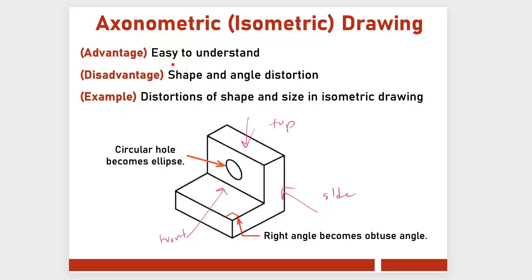The advantage of axonometric is that it is easy to understand, right? You can tell what this object looks like because this is what we see in the real world as well. The disadvantage is shape and angle distortion. The right angle becomes an obtuse angle. A right angle is 90 degrees, but if we were to measure this, we know that this is not going to give us 90 degrees. 90 degrees is like this. This is not 90 degrees.